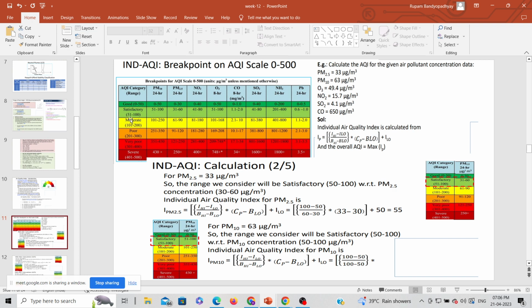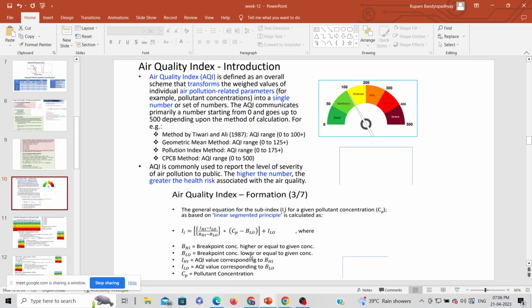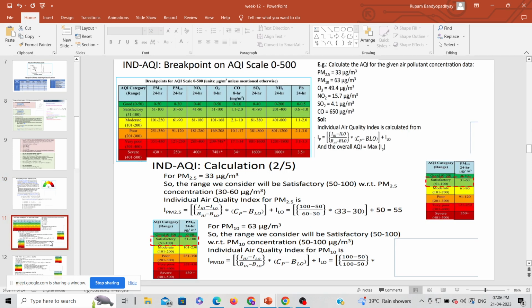So 0 to 50, 51 to 100. Suppose any concentration is falling in this category. Then the lower limit and upper limit values are 51 as the lower limit and 100 as the upper limit. In this equation, if the satisfactory condition is the upper one, then I_HI will be like 151. You will get to know this in the numericals.